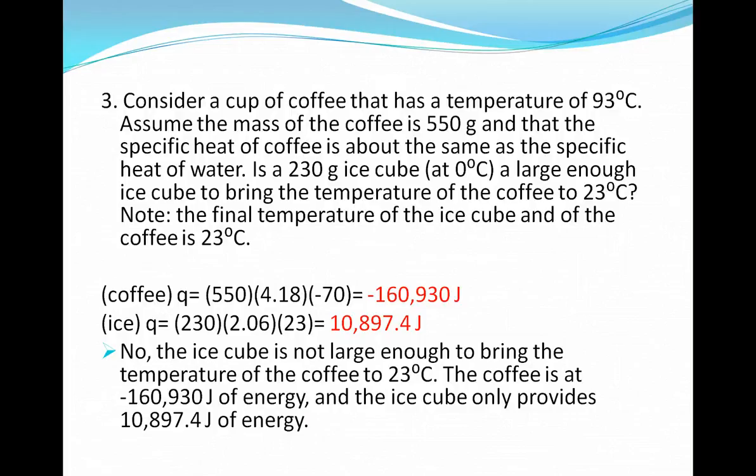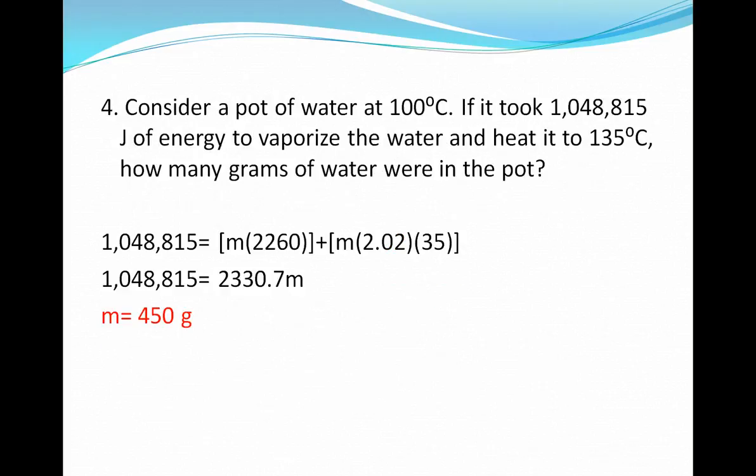And the ice is Q equals mc delta T because there's no phase change. Your mass is 230 grams. Your C value for ice is 2.06, and your delta T is 23 minus 0, so you get 23, and you multiply that, and you get 10,897.4 joules of energy. So no, the ice cube is not large enough to bring the temperature of the coffee to 23 degrees Celsius. The coffee is at negative 160,930 joules of energy, and the ice cube only provides 10,897.4 joules of energy, so it would not bring it to 0.